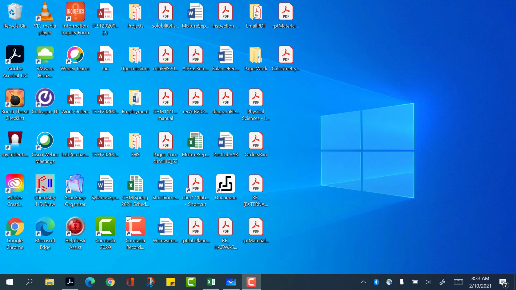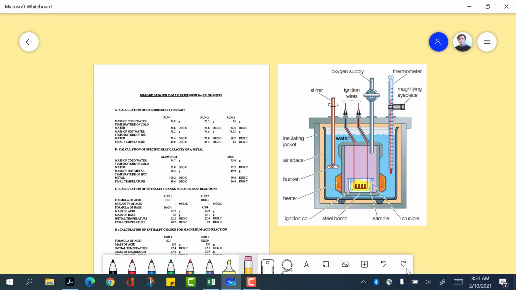Good morning. This is for the Chem 111 experiment on calorimetry. A calorimeter is a device that's used to measure the heat flow associated with a physical or chemical process. There's two types of calorimeters. The one that's pictured here is a bomb calorimeter. In bomb calorimeters, you're actually igniting the sample, combusting it, and measuring the heat that's given off from that.